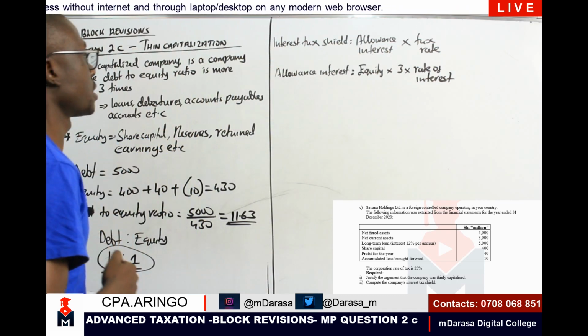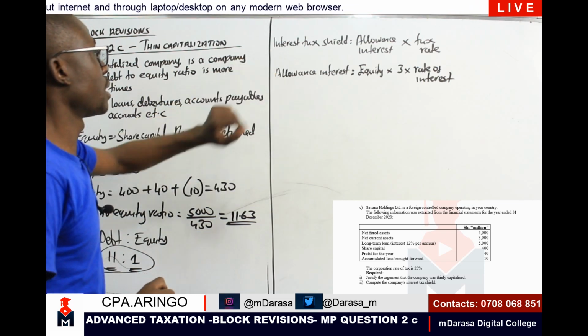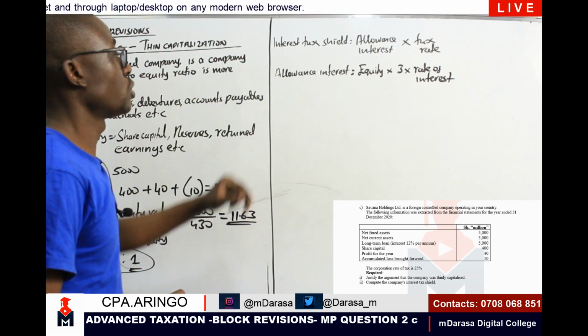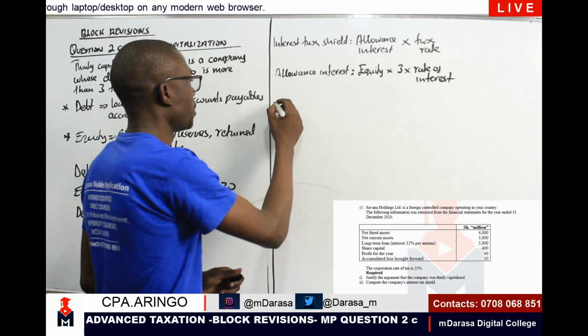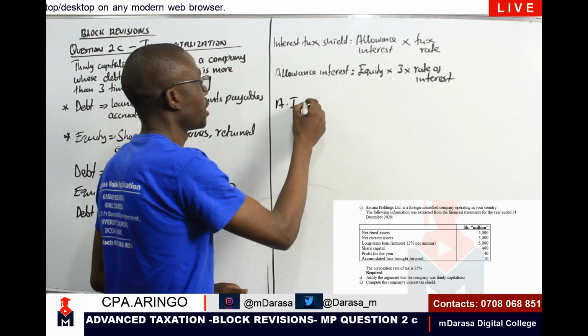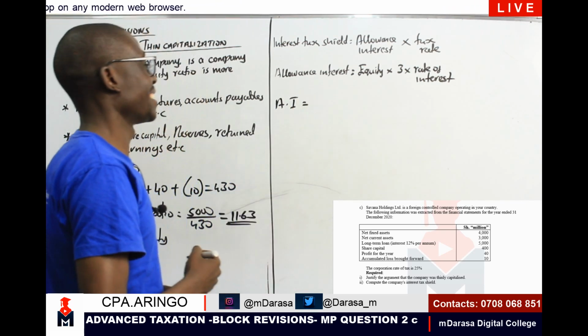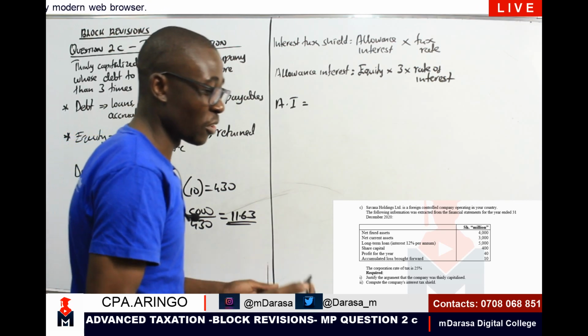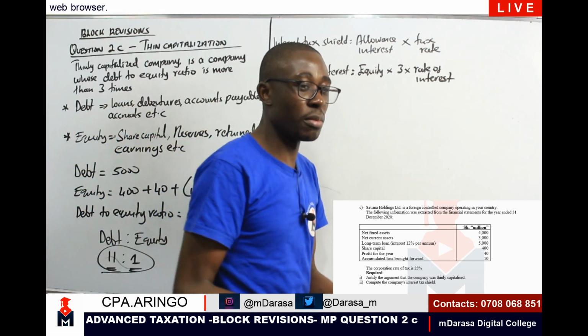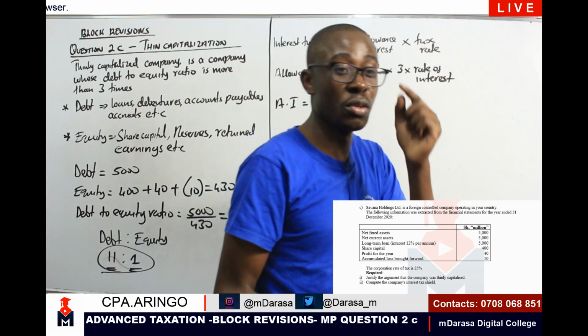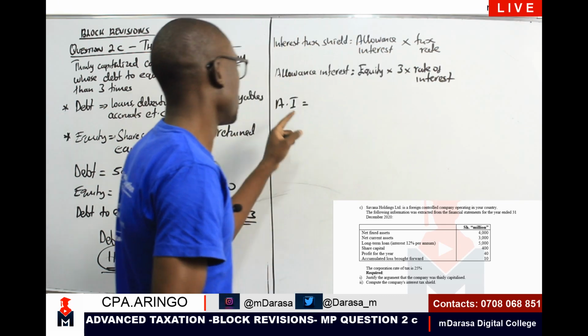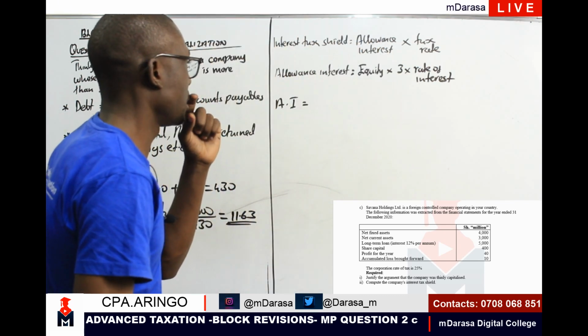So looking at this case, before we determine our interest tax shield, let us compute our allowance interest. Allow me to use AI, not artificial intelligence, but allowance interest. You know, nowadays when you're talking about AI, everyone is all about artificial intelligence, right? Which is very good, by the way.